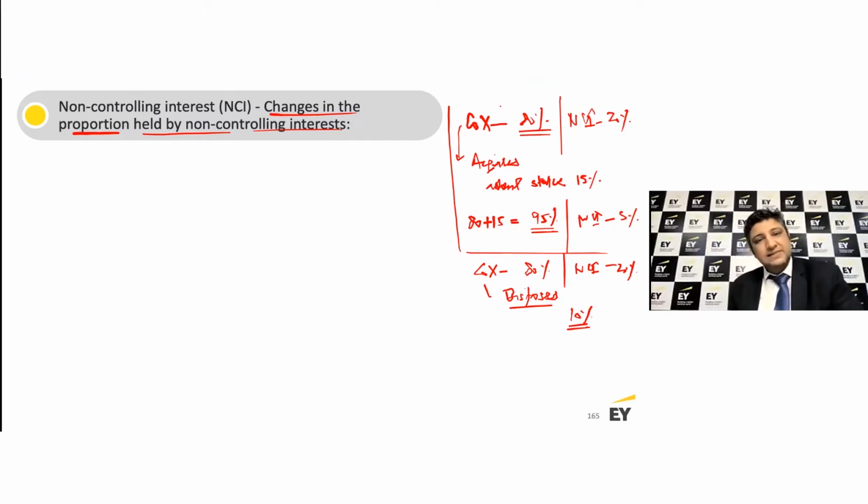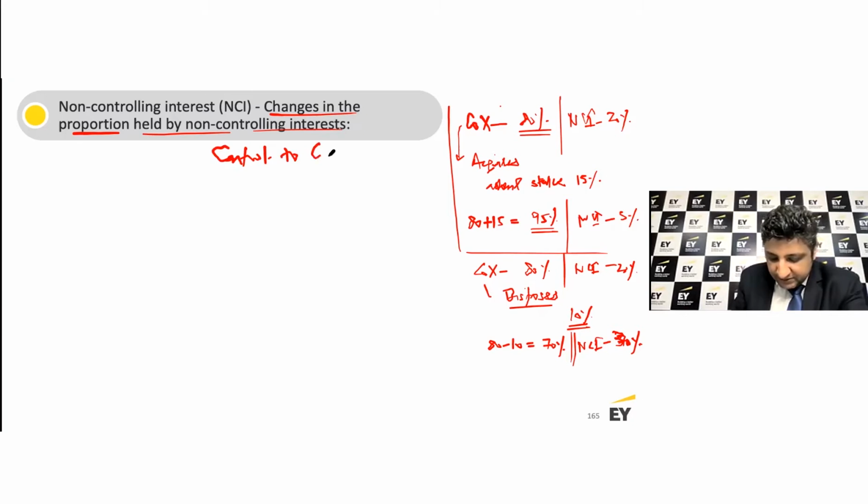Now, what would happen as a result? The parent company will have the remaining 70%, and the NCI's stake changes from 20% to 30%. So we're going to talk about both these aspects, that is, the change in the proportion held by non-controlling interest. Importantly, this kind of transaction is referred to as a control to control situation, or a control to control scenario.